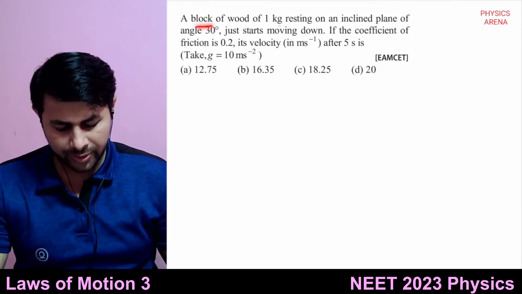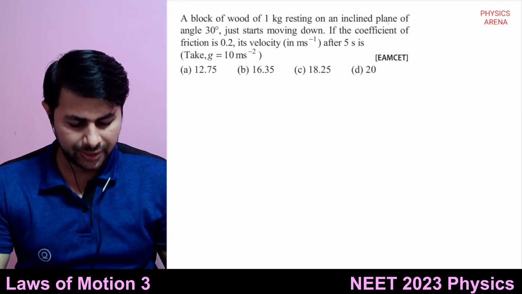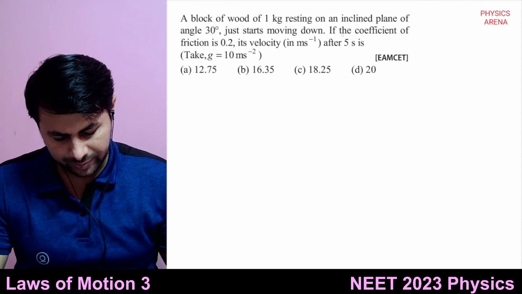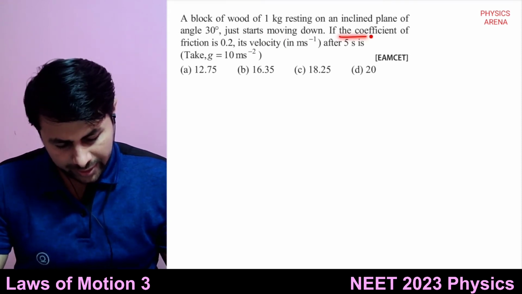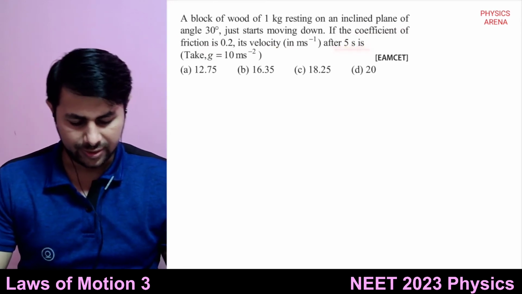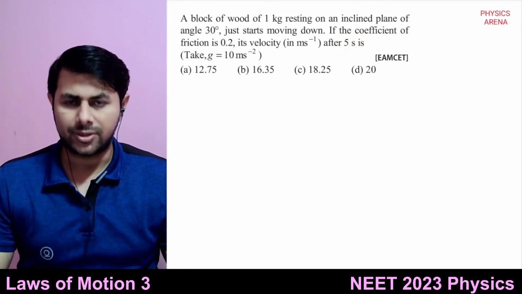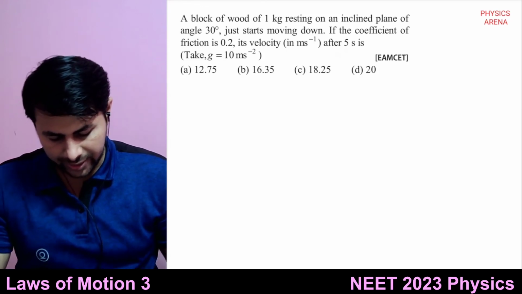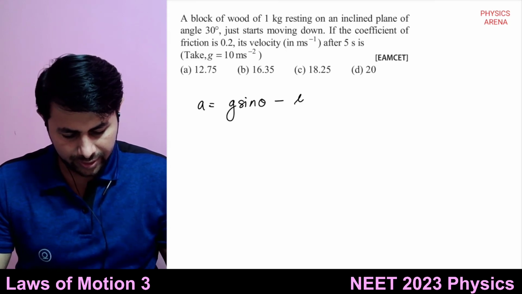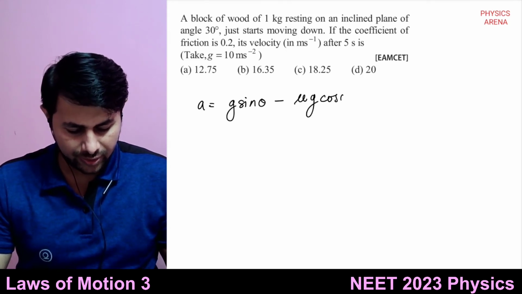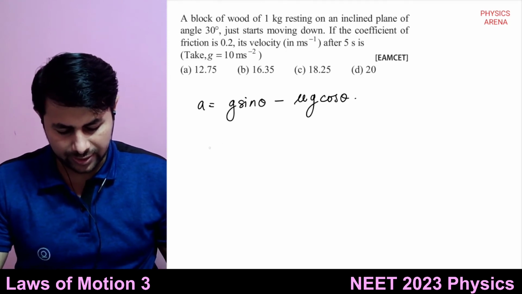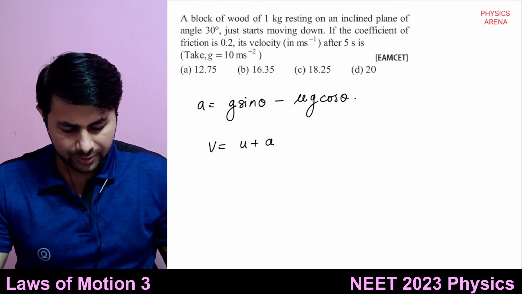A block of wood of 1 kg resting on an inclined plane of angle 30 degrees just starts moving down. Again an inclined plane. If the coefficient of friction is 0.2, its velocity after 5 seconds is. Now we have to find out the velocity. So what is acceleration? g sine theta minus mu multiplied by g cos theta. And we want to find out velocity after 5 seconds. So v is equal to u plus at.